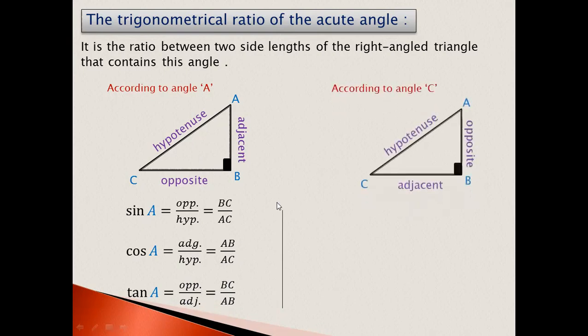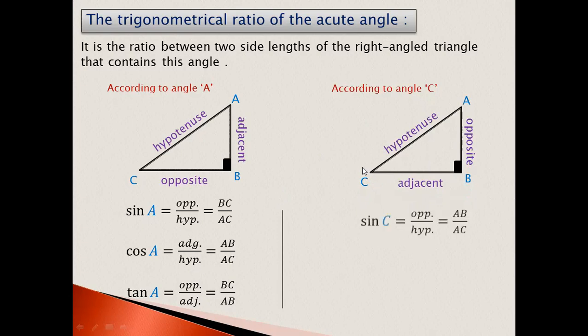Now we need to find the trigonometrical ratios according to the angle C. But at first, we need to know that the opposite side of the angle C is AB, the adjacent side of the angle C is BC, and the hypotenuse is AC. And the first function is sine.